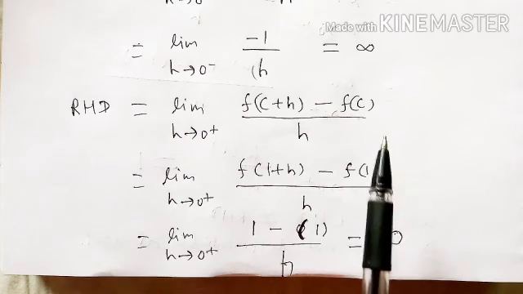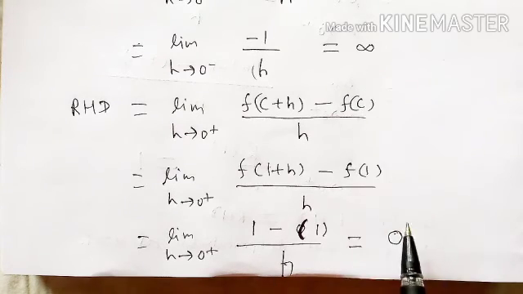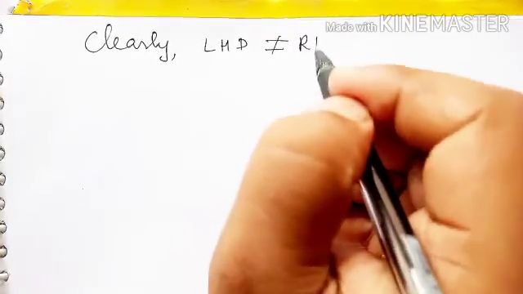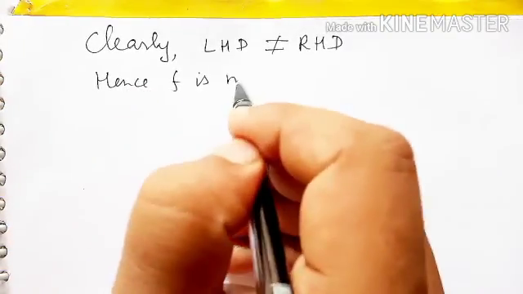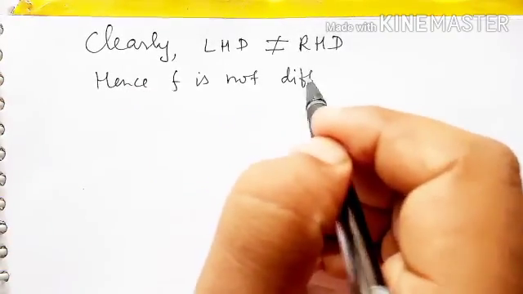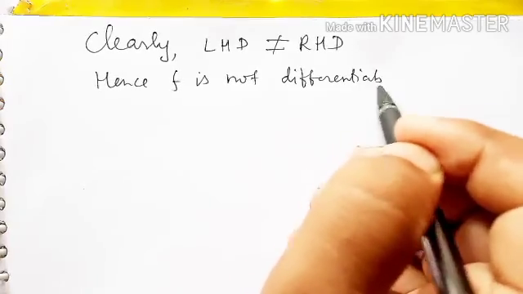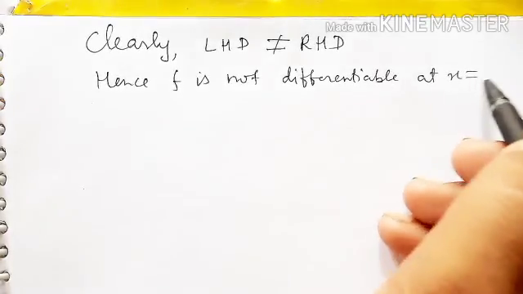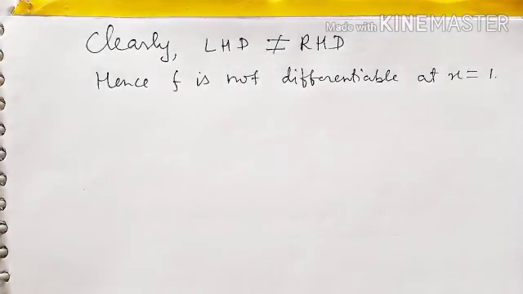So we see LHD is infinity and RHD is 0, which are different. Clearly LHD is not equal to RHD. Hence f is not differentiable at x = 1. That's all in differentiability.